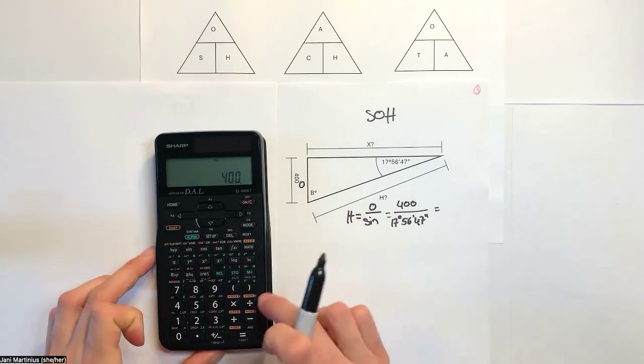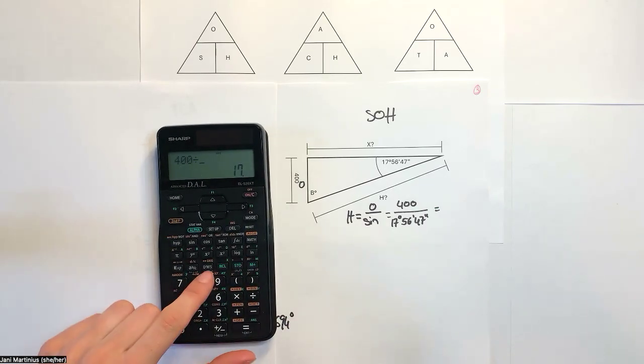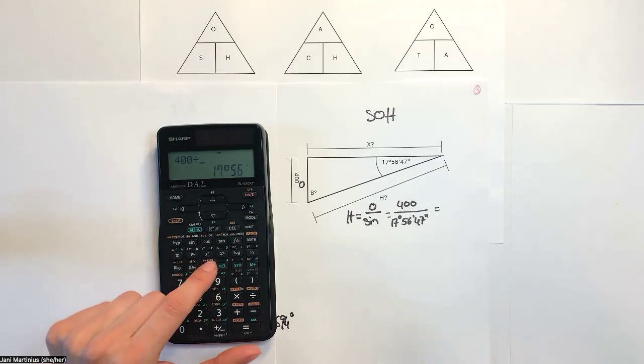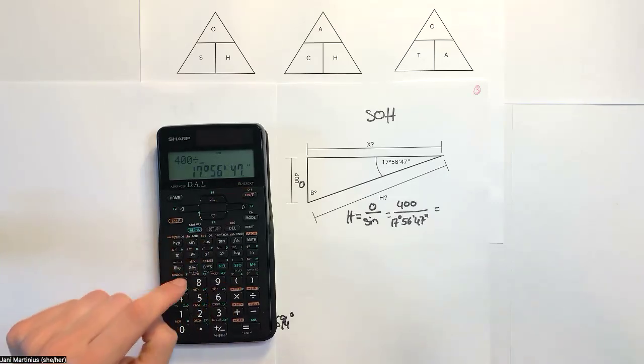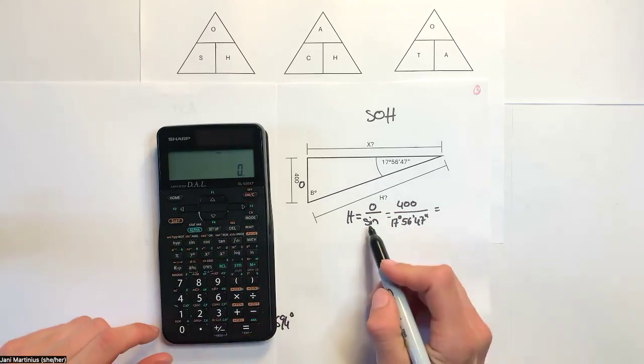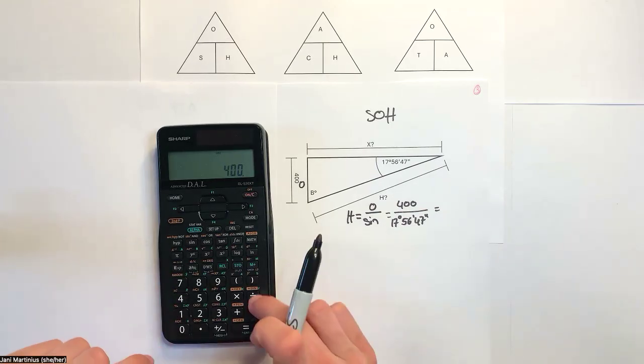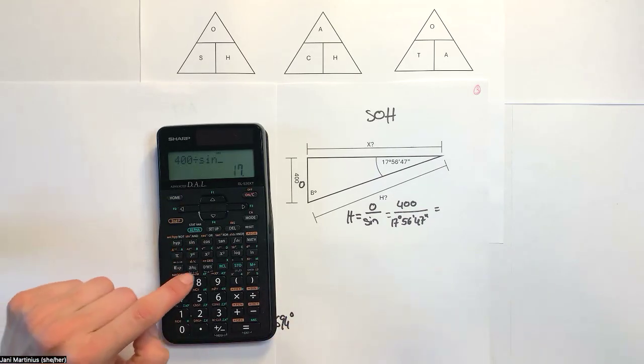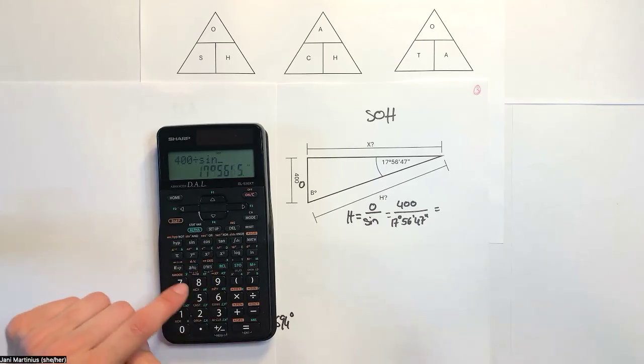So 400 over sine, that's the same DMS button we're going to use now. So 17 degrees, DMS button, 56 minutes, DMS button, 47 seconds, and the seconds are already there, equals. I forgot to hit the sine button. There we go. Okay, one more time. 400 over, there we go, sine of 17 degrees, 56 minutes, and 47 seconds. There we go. That looks like it.